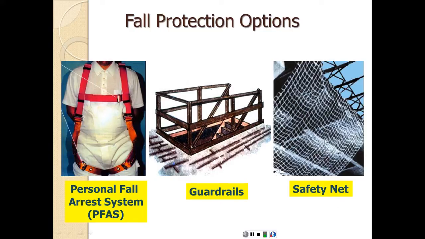And in case we cannot use the guardrails or the PFAS, there could be a safety net, like the one that you see in the circus, for example. Again, that's going to soften the fall, and it's going to prevent the person from reaching the ground at a high speed, which usually is the cause for injuries and fatalities.